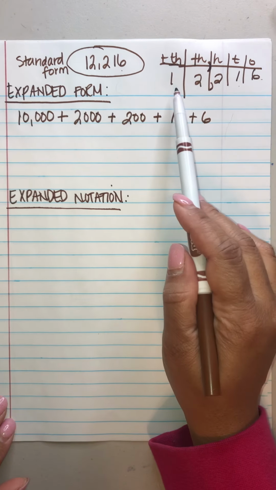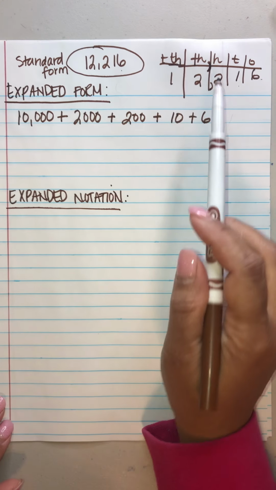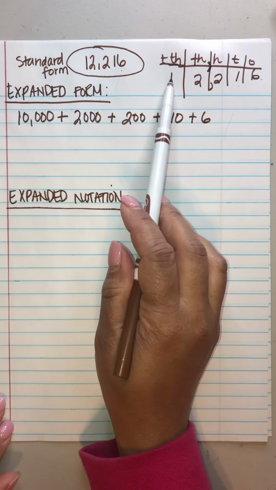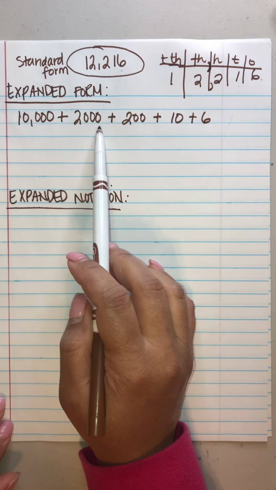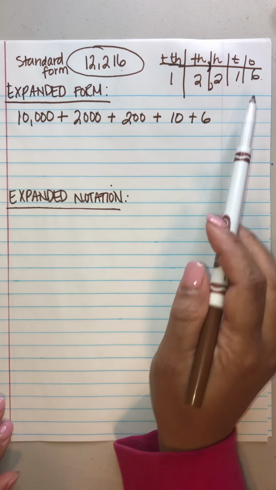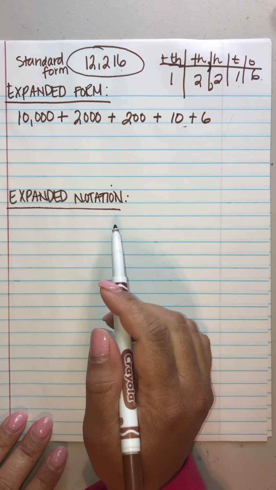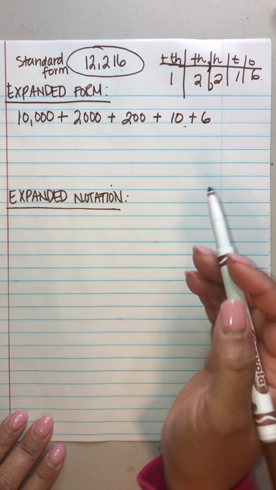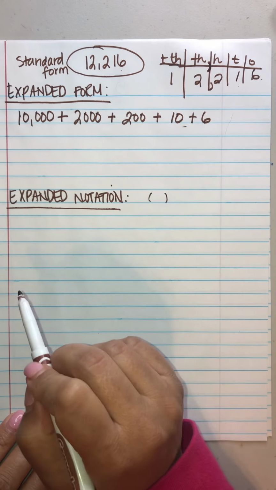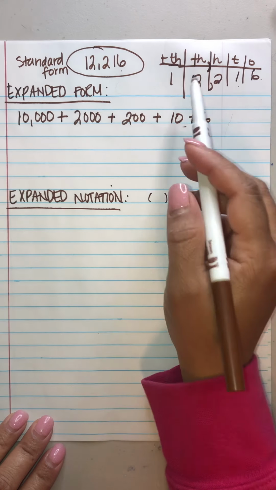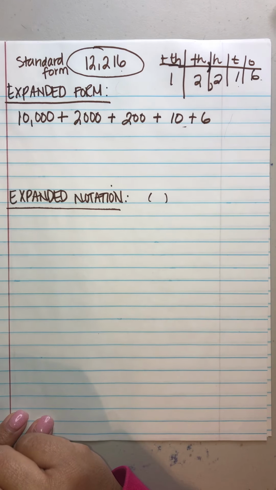You're just taking the digits, and they go into that place value, and you're putting it in front of that place value. So 1 for 10,000, 2 for 1,000, 2 for 100, 1 for 10, and then 6 in your ones place. Expanded notation, I'm actually going to be using brackets, okay? Because I'm actually going to be multiplying each place value by the digit that is in that place value.